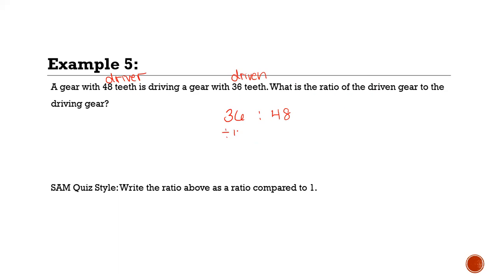So we can divide both of these by 12. 36 divided by 12 gives me 3. 48 divided by 12 gives us 4. So it's a 3 to 4 ratio. And we'll often write these as ratios compared to 1. So 3 to 4 is equal to what, to 1? Well, we'll divide 4 by 4, divide 3 by 4. And 3 divided by 4 leaves us with 0.75 to 1. Okay, and we'll use those ratios in the future for doing some other calculations.